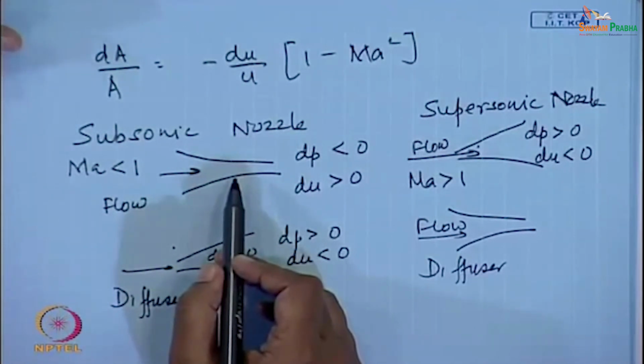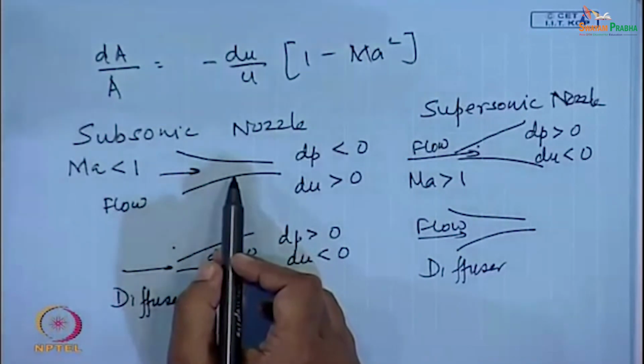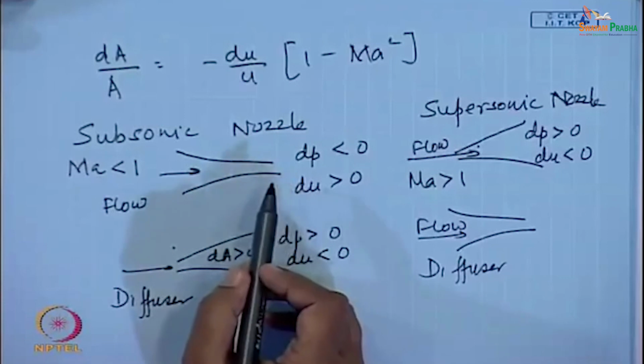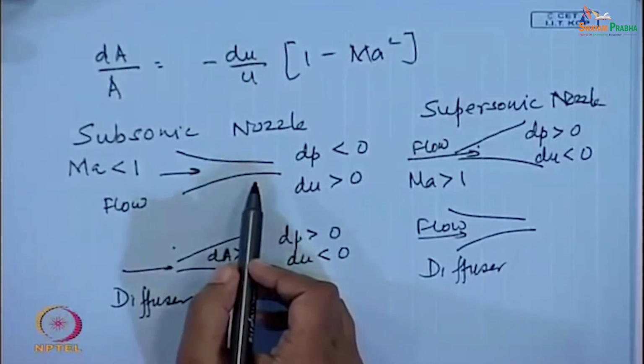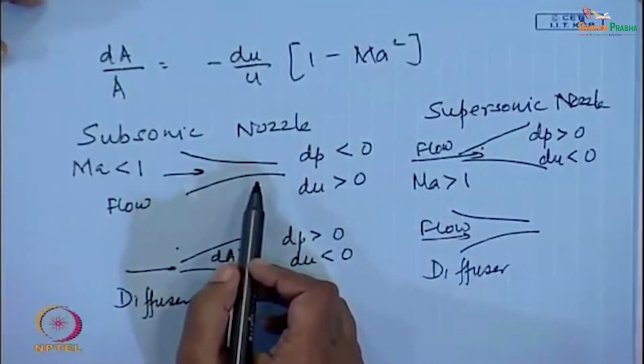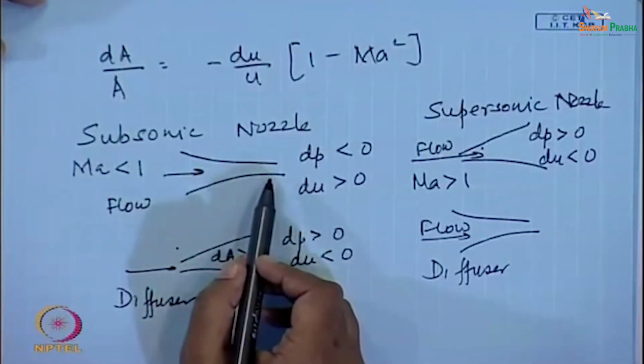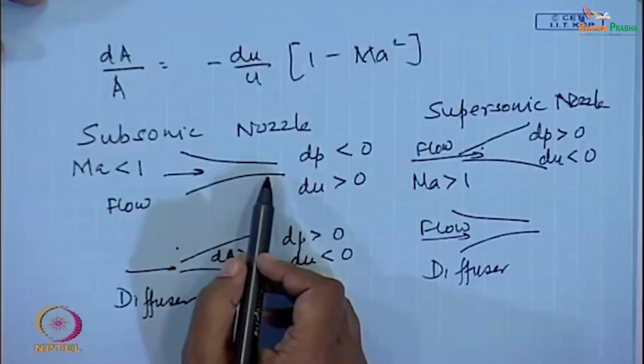If we keep on increasing the Mach number further, we cannot do it in this particular case. We can just come till Mach number equal to 1. We cannot accelerate the flow further under these particular circumstances. Is it clear to you?